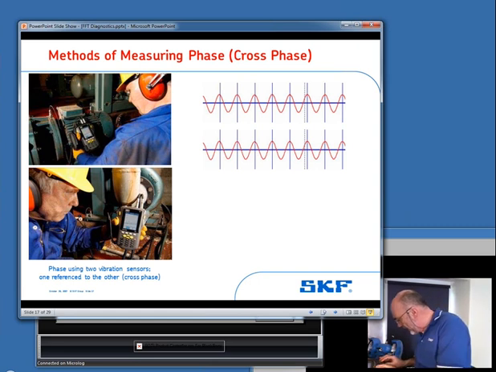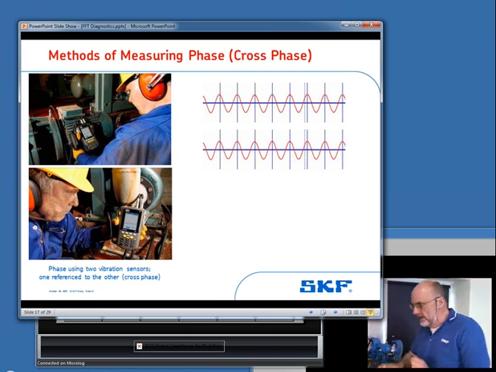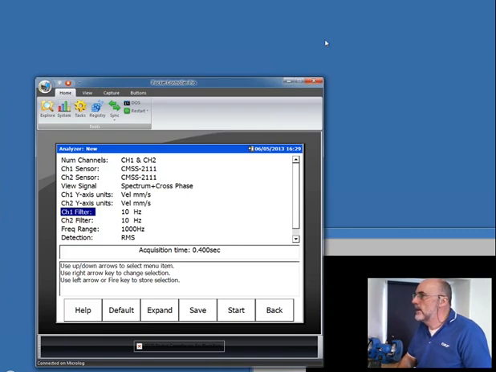So I'm going to ask for spectrum and cross phase. We'll take a velocity spectrum on both channels. We'll have a 10 Hz filter, so it's in accordance with ISO 10816. Oops, you still can't see, sorry. And so we've got spectrum and cross phase. We've got velocity on both channels, 10 Hz filter on both channels. And away we go. We should be able to start the machine. So the machine's running up. And I start my measurement.